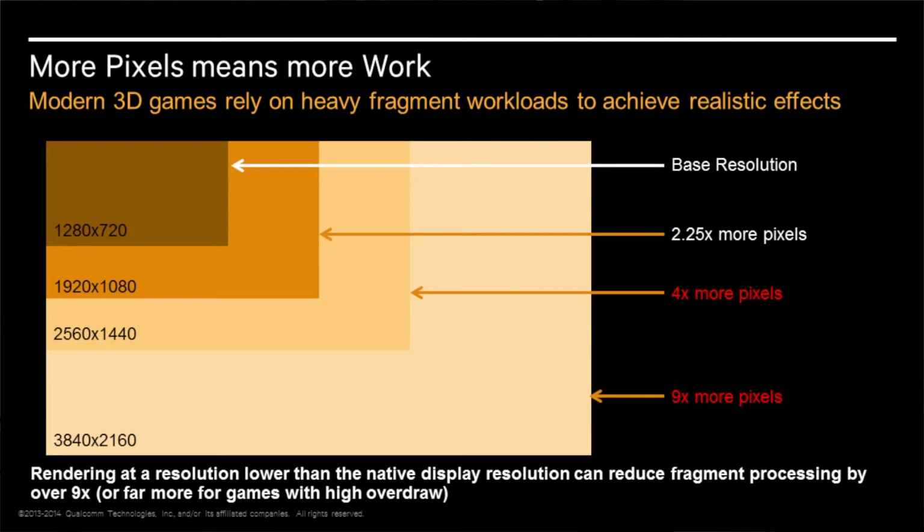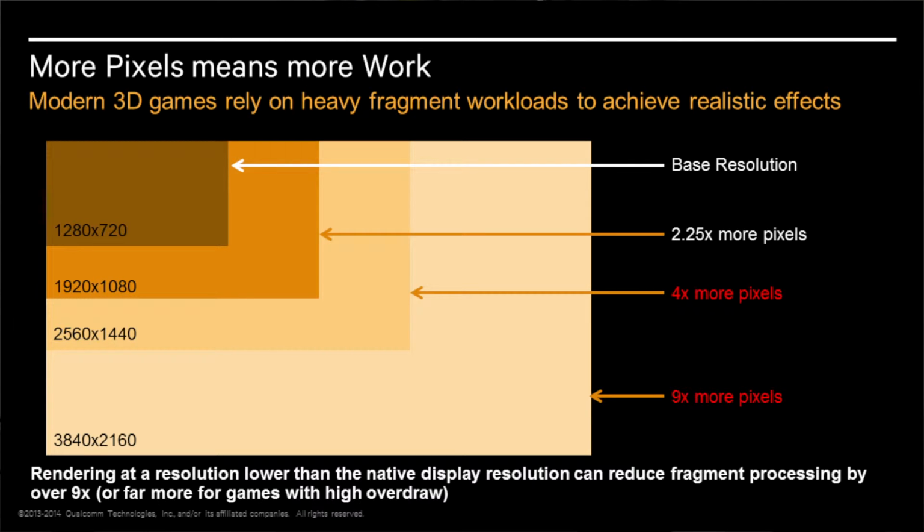Now, rendering to more pixels will proportionally increase the required workload. This is because most modern 3D game engines rely heavily on pixel or fragment workloads to achieve realistic effects. In this graph, notice that the pixel rendering workload factor, shown on the right side, drastically increases as the rendering resolution increases. Thus, rendering at a resolution lower than the native display resolution can reduce fragment processing by over 9 times in this example. The factor is even larger when you account for your games with high overdraw.